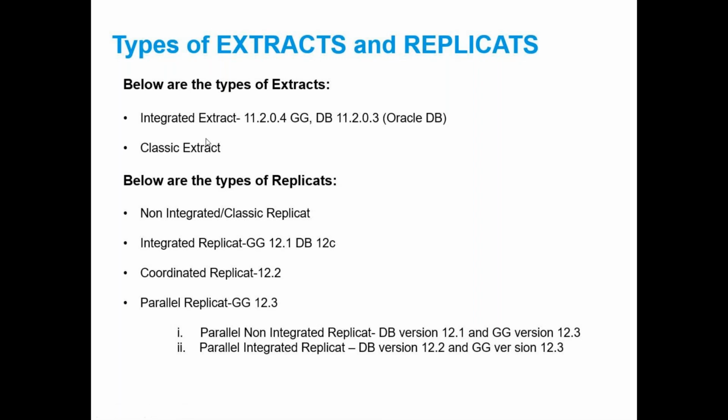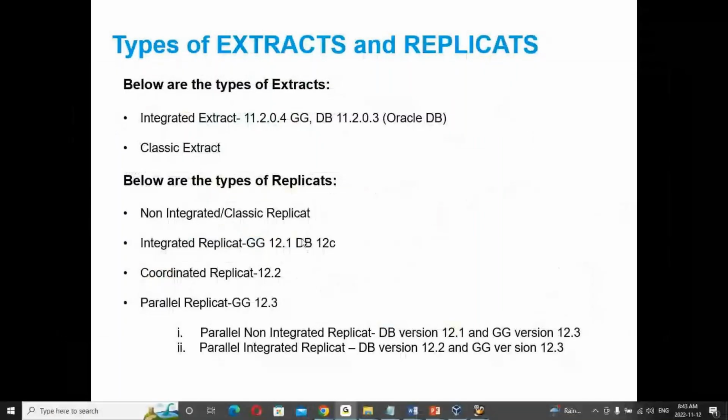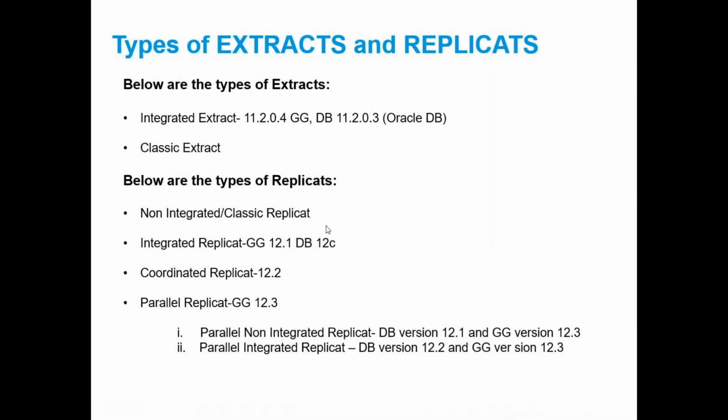So integrated extract is available from GoldenGate version 11.2.0.4 and database version 11.2.0.3. In some of 11.2.0.3, it does not work. It means it works on a particular patch. So the database version, guys, please be on mute if you're not speaking. Okay, thank you. So, different types of extracts and replicats.